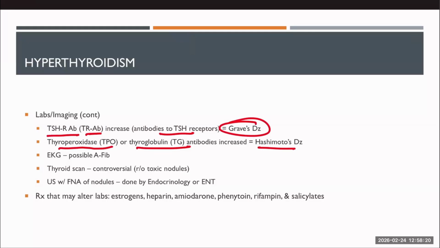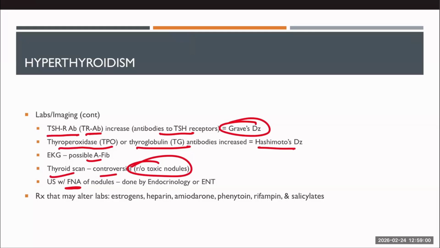EKG may show AFib depending on the age. Thyroid scan, controversial, but you may want to rule out any toxic nodules. If on your palpation you feel something irregular, rubbery borders, uneven on one side versus the other, or they actually have visible nodules that you can see on the throat, do an ultrasound with fine needle aspiration of the nodule, done by Endo or ENT. They put a needle into the nodule itself, pull cells out, and see what those cells are, to see if it's cancer or not.